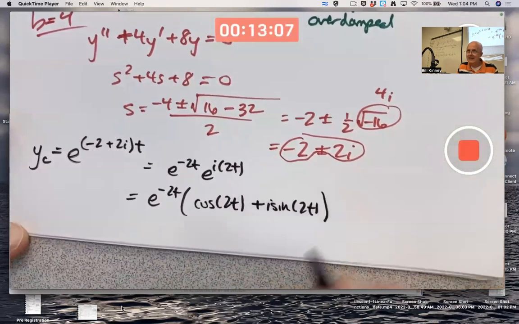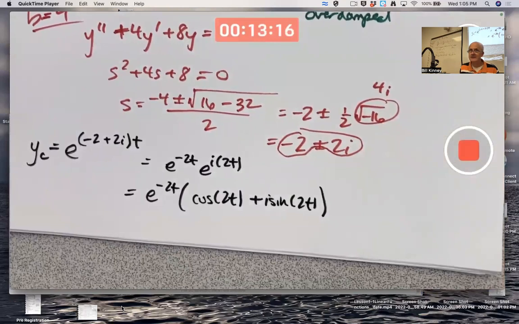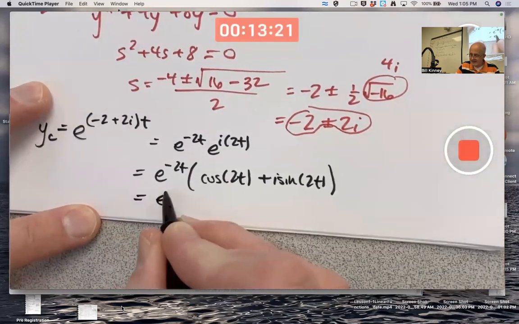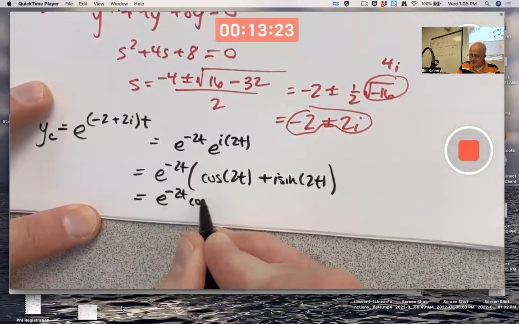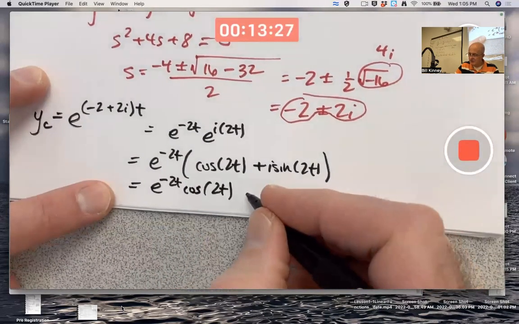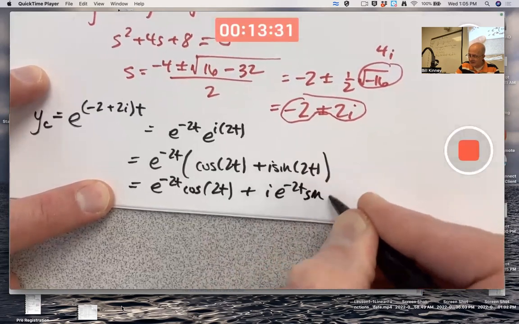What's the reason for that again? If you want to go in depth, it's related to Taylor series. You can derive it using Taylor series. May not be super satisfying for everybody, but that is possible. Go ahead and multiply the e to the -2t through the parentheses: e to the -2t times cos 2t plus i times e to the -2t sin 2t.